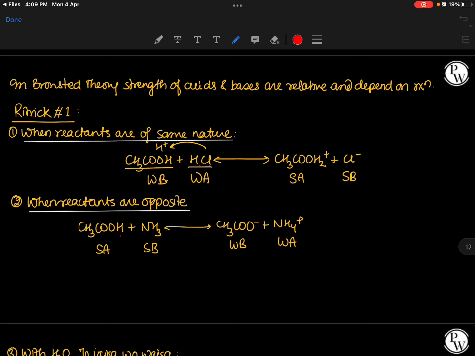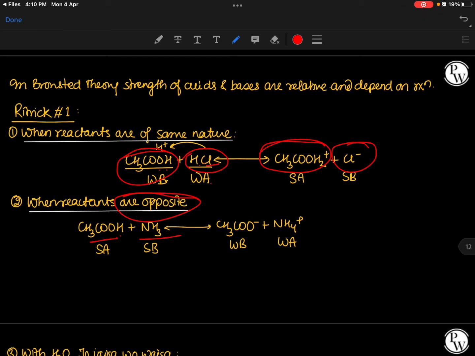Okay, first of all, the first trick: when the reactants are of the same nature, meaning if one reactant is an acid, then the other reactant should also be an acid. Like this, CH3COOH is an acid and HCl is an acid, then we will not think anything and put that HCl is the strong acid and CH3COOH is the weak acid, and similarly the weak base and the strong base. And when the reactants are of opposite nature, like CH3COOH is an acid and NH3 is a base, then we will put a strong acid and a strong base, and similarly on the product side we will put the weak base and the weak acid.